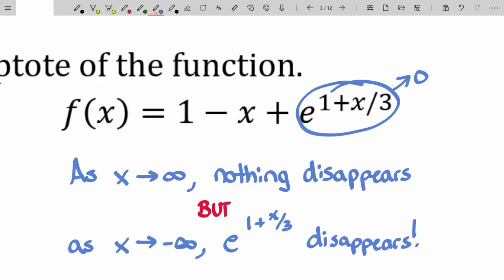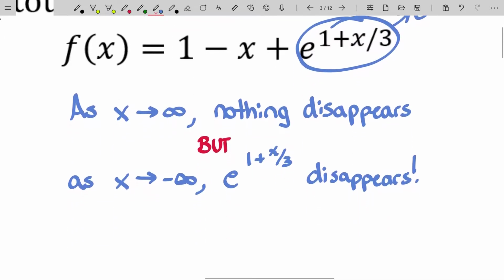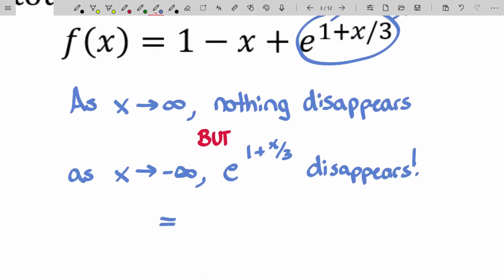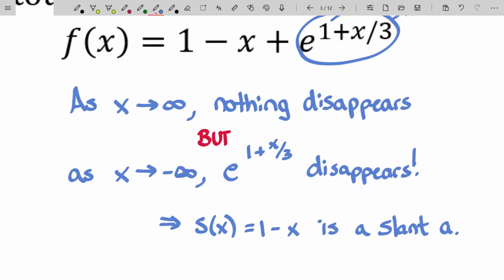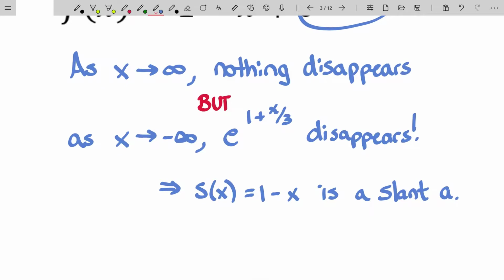And this means that, well, I already just said it. We have a slant asymptote at 1 minus x. So I'm just going to write that down. This implies y equals 1 minus x. And maybe I'll even say s of x is equal to 1 minus x is a slant, we still have to prove it, but it's a slant or oblique asymptote. I'll just put a dot as x goes to negative infinity. Okay, it's still something that we have to prove.